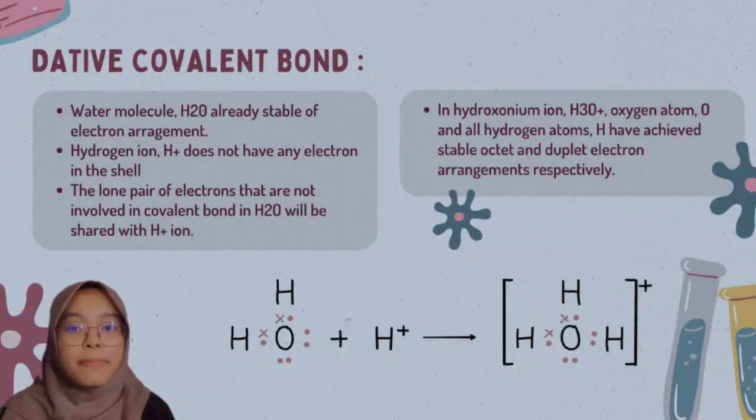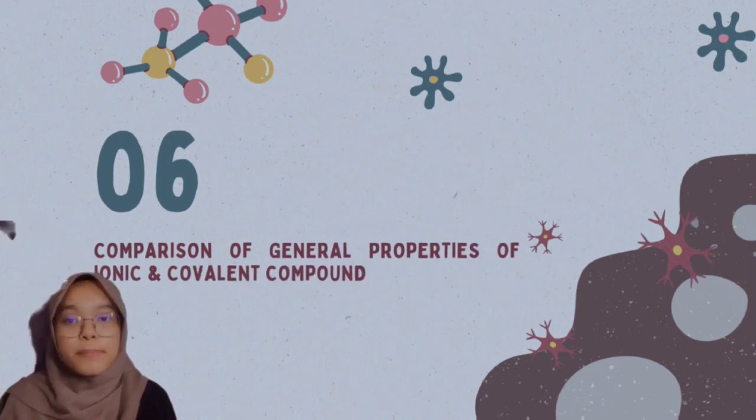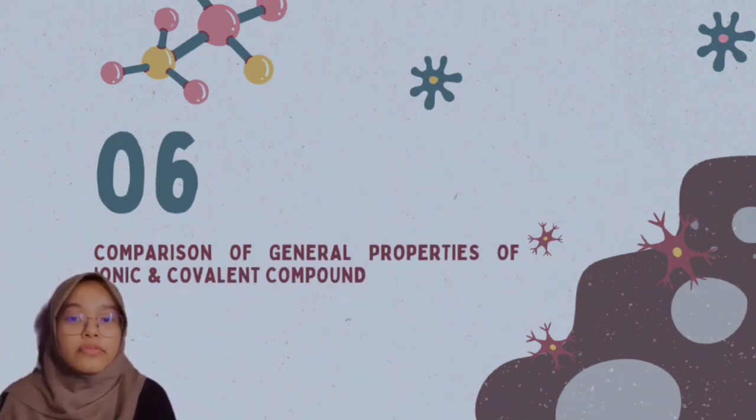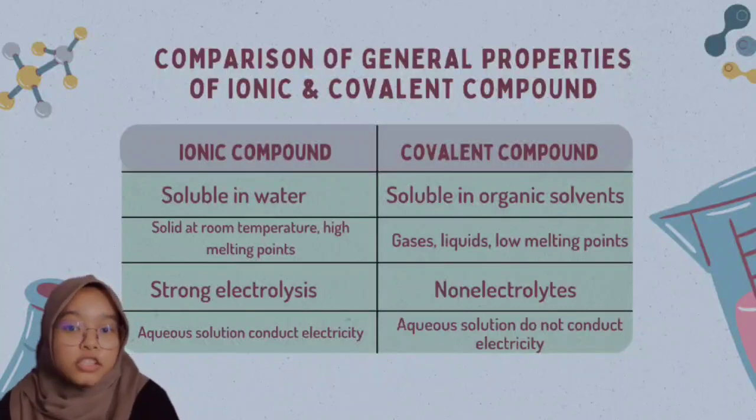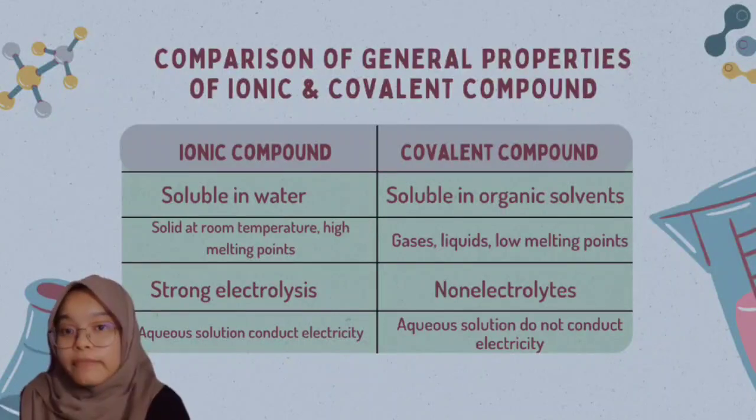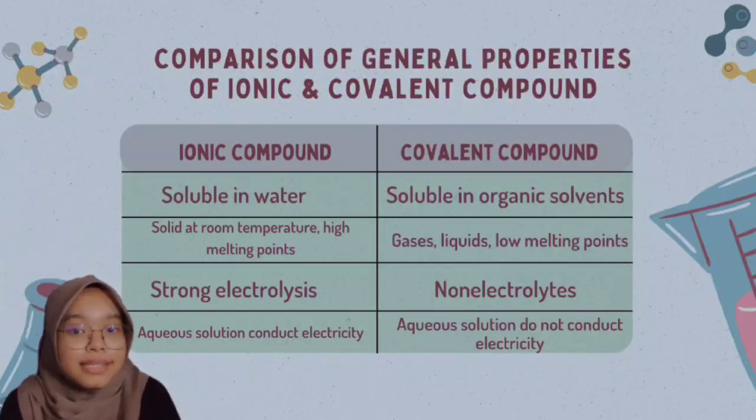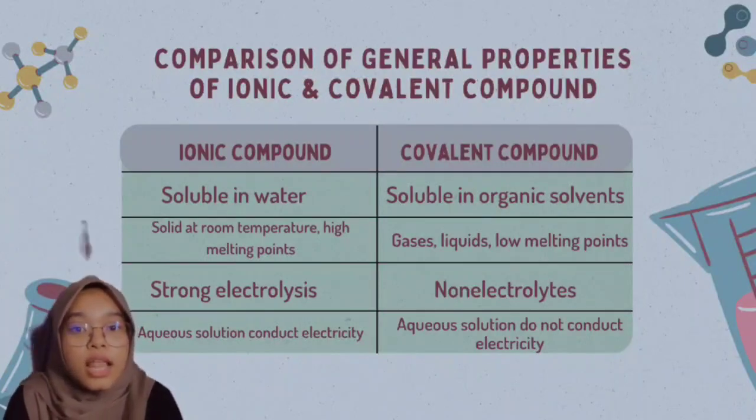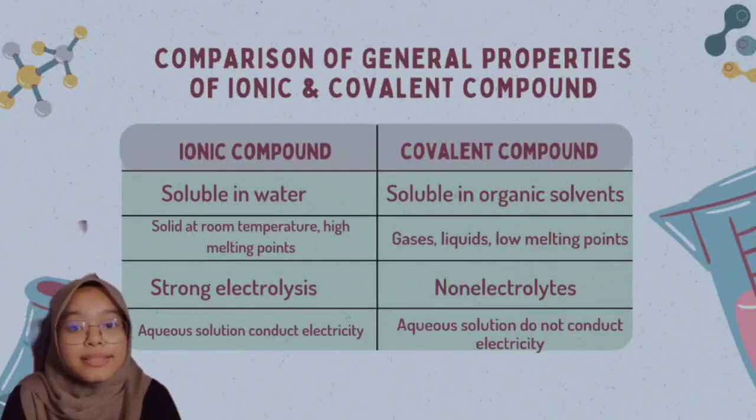Another one, which is comparison of general properties of ionic and covalent compound. Ionic compound soluble in water, solid at room temperature, high melting points, strong electrolytes, and aqueous solution conduct electricity. However, covalent compound soluble in organic solvents, gases or liquid at room temperature, low melting points, non-electrolytic, and aqueous solution do not conduct electricity.